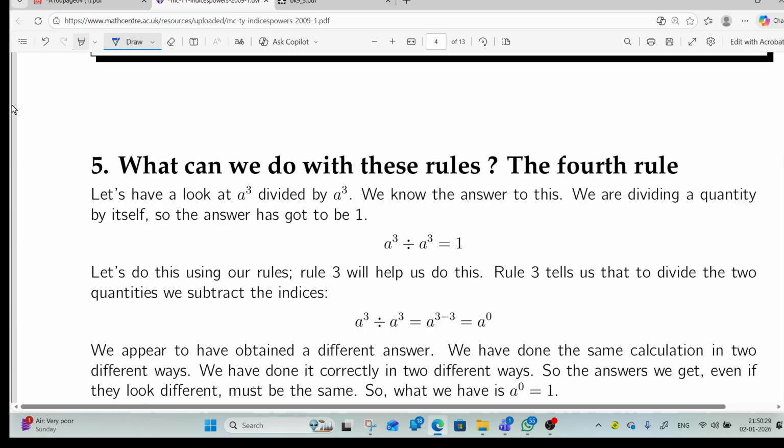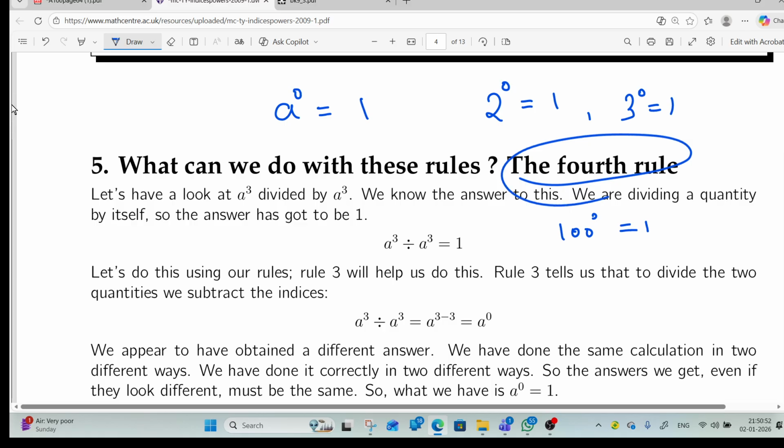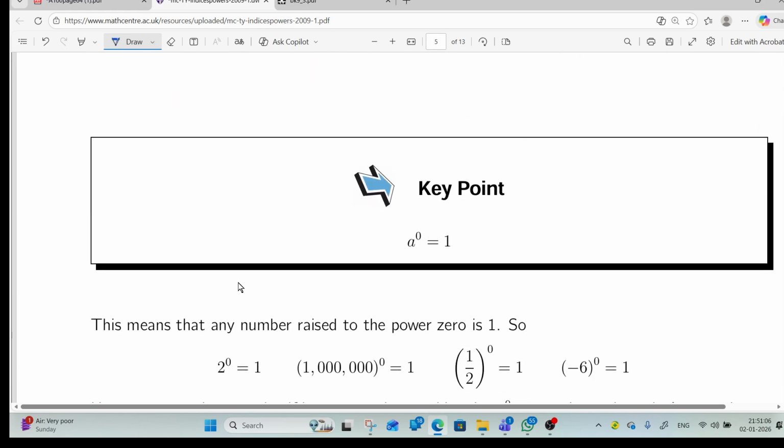Now, the next rule is if there is a number which has 0 as its power, its value is 1. Suppose 2 to the power 0 is 1. 3 to the power 0 is 1. 100 to the power 0 is 1. This is the fourth rule. Can you tell me how much is 500 to the power 0? One. Yes, it's always 1. Okay, remember it. So any base to the power 0 is equal to 1. This is the fourth rule.